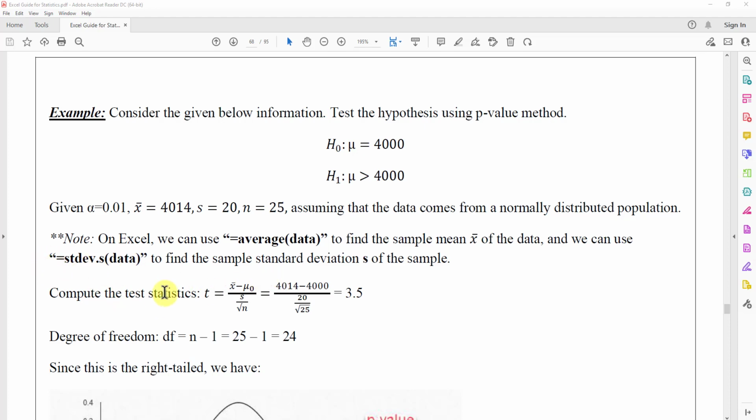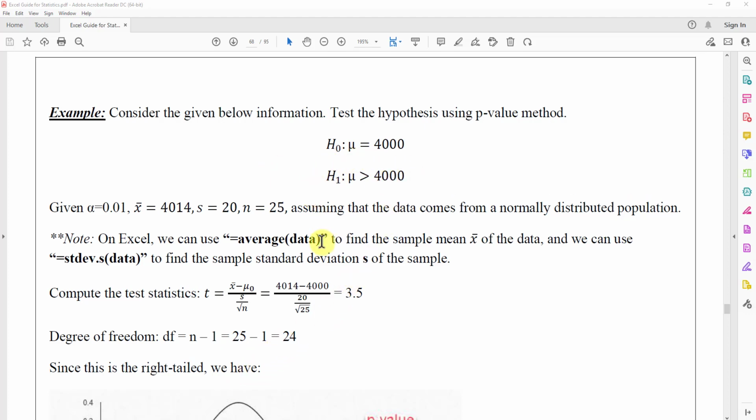Now we can compute the test statistic using the formula x bar minus mu naught divided by s over the square root of n. X bar is the sample mean, which is given here. Mu naught is the one that we assume to be true, 4,000. Then s is 20 over the square root of n, which is 25. This gives 3.5. The degrees of freedom is n minus 1. We have 25 for n, so 25 minus 1 is 24.